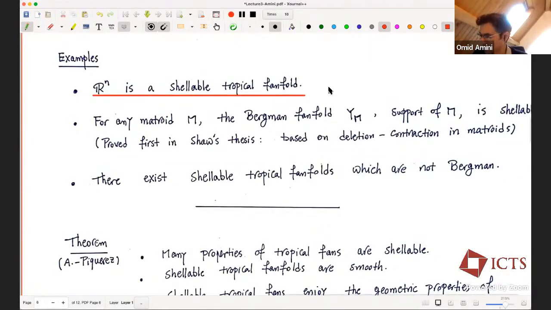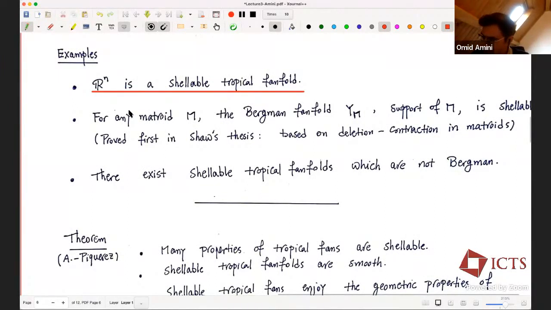Okay. So the second example: the Bergman fans are shellable. For this one you have to use deletion-contraction, and I think the first one who did this was Chris Shaw in her thesis. Basically, you can describe the support of the Bergman fan of M in terms of the support of the Bergman fan of M when you remove one of the elements of the ground set, and the Bergman fan of M where you contract that element.